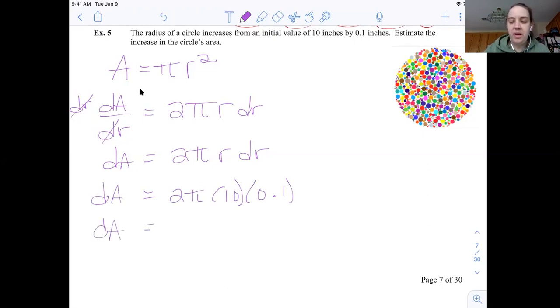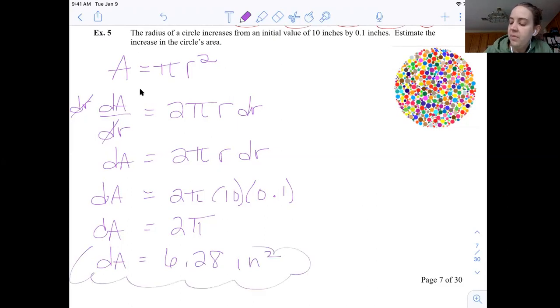So 10 times 0.1 is 1, times 2 is just 2 pi. But I have a feeling some of you are going to be more comfortable with your calculator. That's fine. 2 times 10 times 0.1 is 2. So 2 pi. Or if we want the decimal equivalent, not the answer in terms of pi, 6.28. So the change in the area is 6.28 inches squared. Very similar to the pizza problem, but sometimes it's helpful to see it again. These are probably the nicest, neatest little word problems we'll have all year. All right, that's example 5.